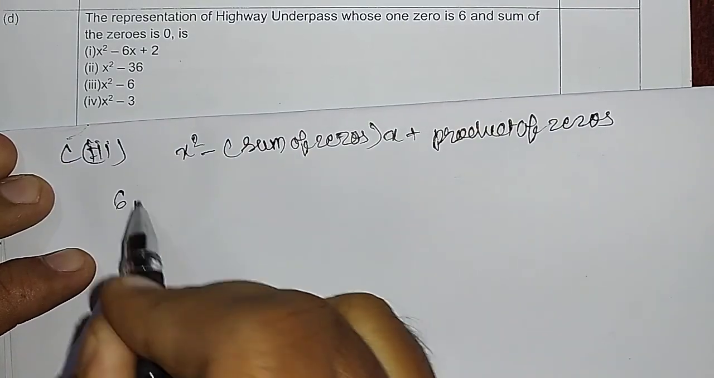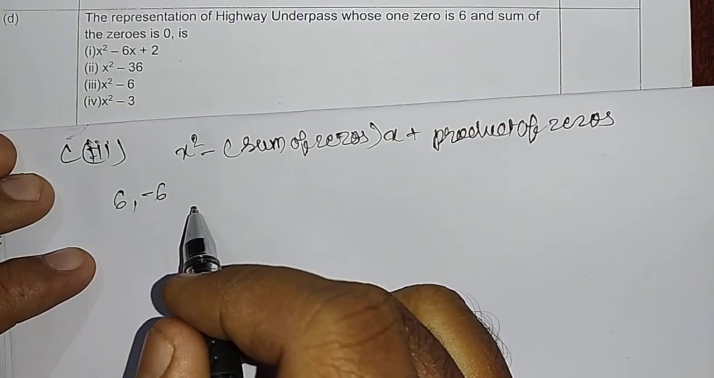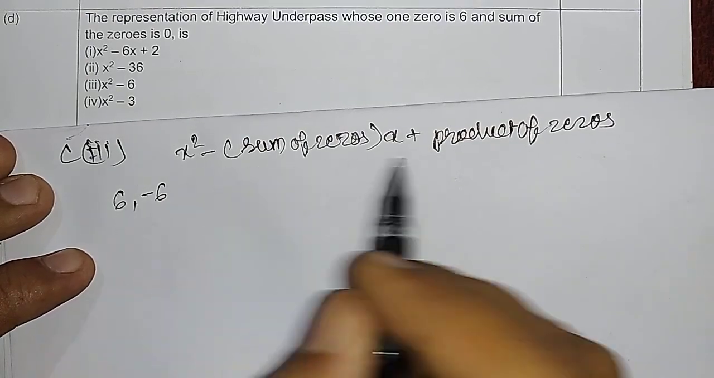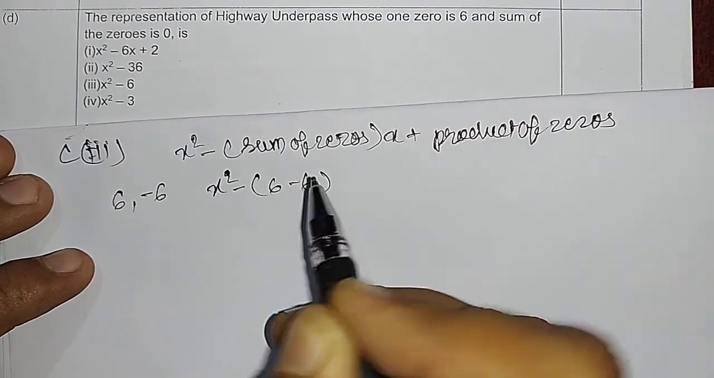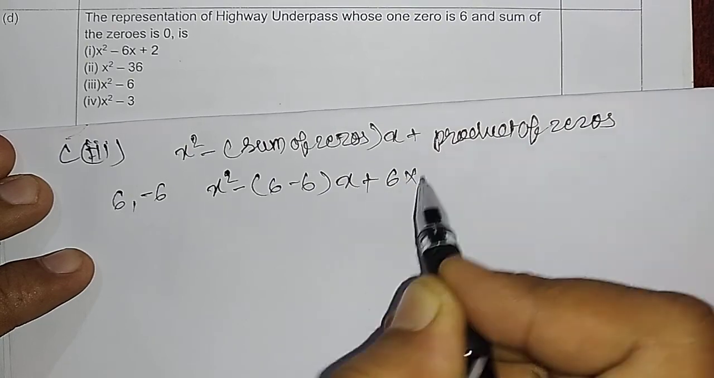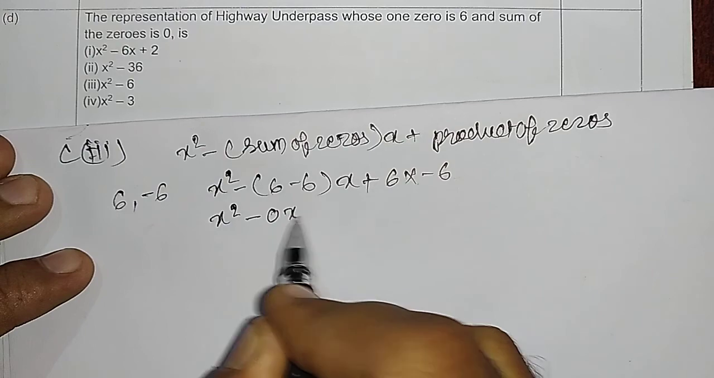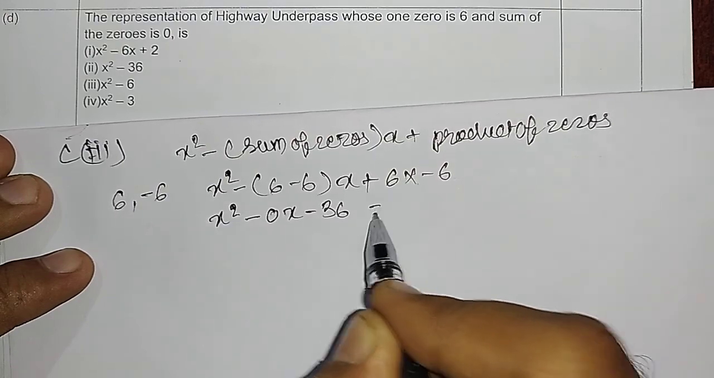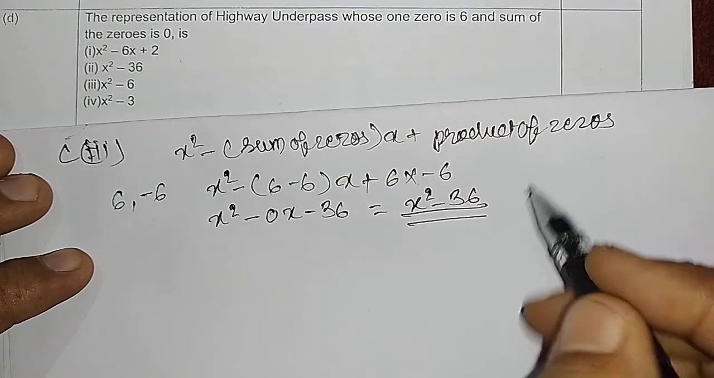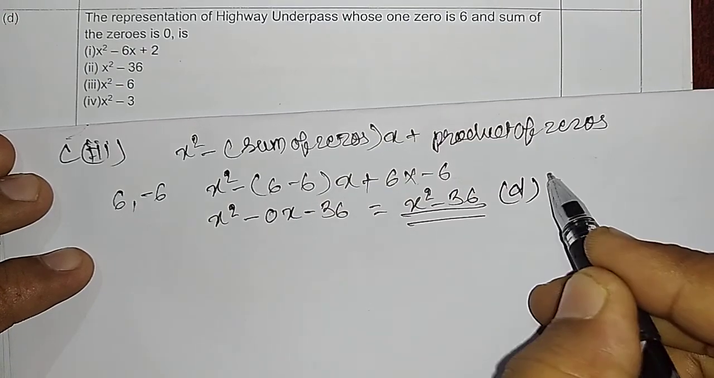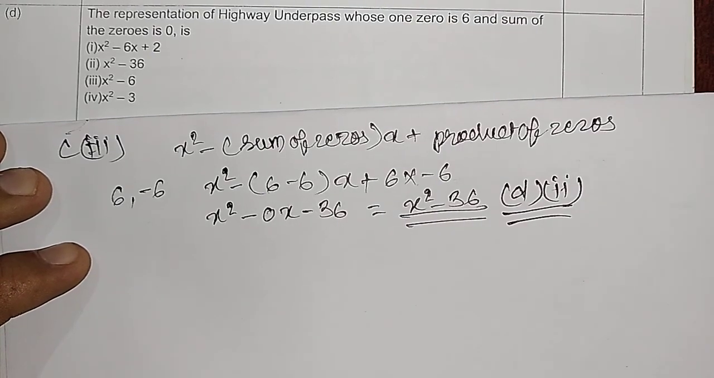Here one zero is 6 and, as you know, the other zero is minus 6. So we have to put these values into this formula. We will get x square minus (6 minus 6) into x plus 6 into minus 6. So 6 minus 6 is 0, so x square minus 0x minus 36, or x square minus 36. So this is the answer. We have to put D second. This is the answer of D, second: x square minus 36.